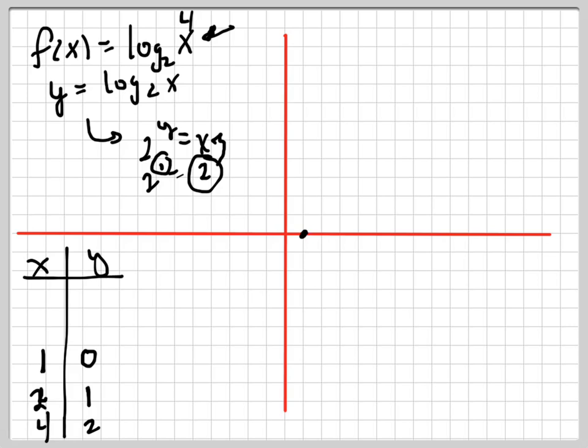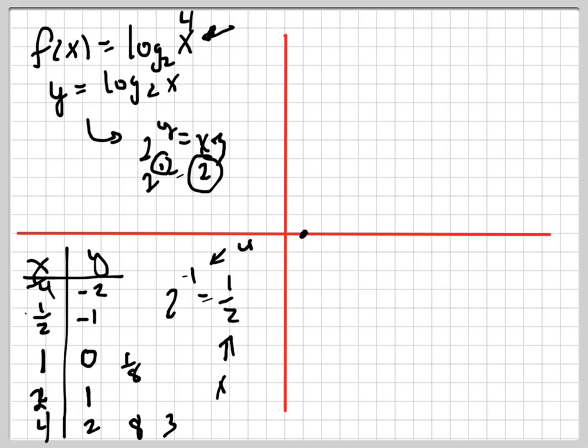If x is 1/2, y is -1, because 2 to the -1 equals 1/2. This is your x, and that's your y. And we could also do 1/4, -2. And then it's going to be 8. Another point's going to be 8 and 3, or 1/8 and -3. So you see what the points are?